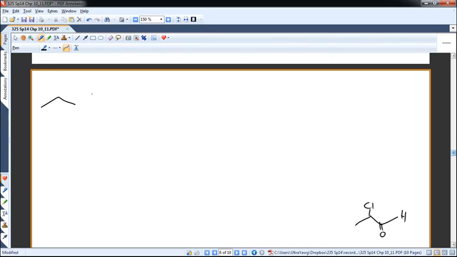Well, what do we do with alkanes, right? We do the same thing we always do with alkanes. We brominate them so that it's a stereospecific reaction at the most substituted carbon.